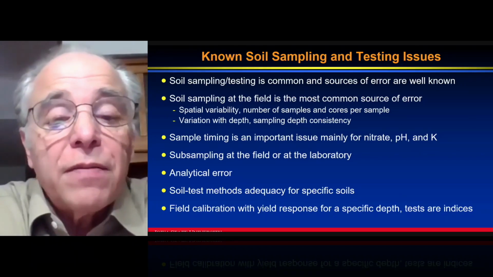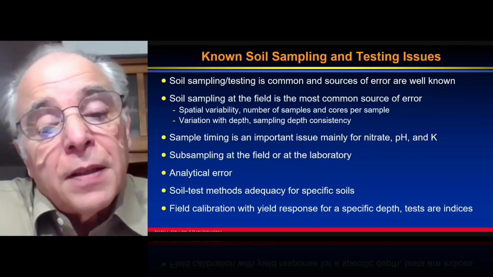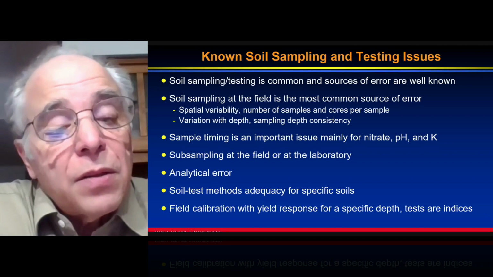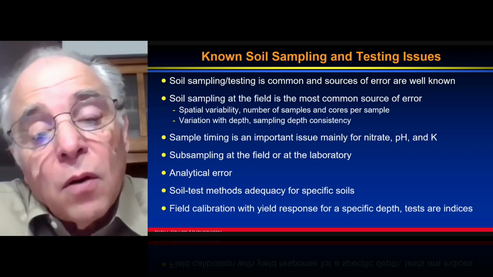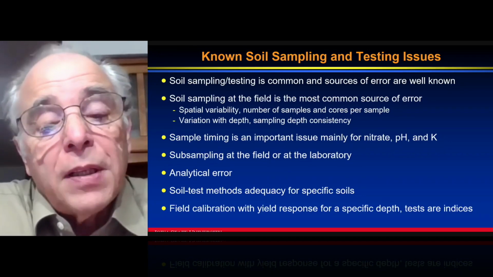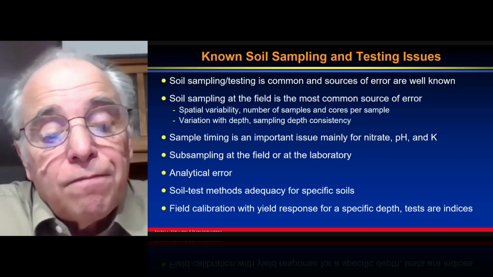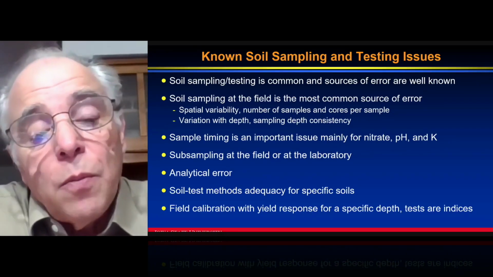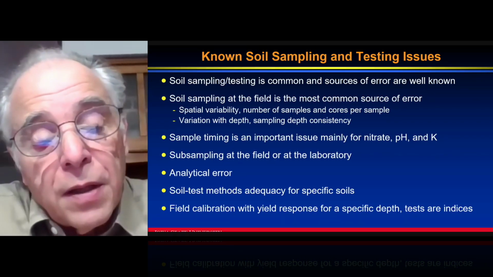Then we have the variation with depth. We need to have sampling depth consistency. The sampling timing is very important for nitrate, of course, and sometimes also for pH and potassium, not as much for some of the other nutrients. Then we have the subsampling at the field or at the laboratory, when you get soil to fill the bag and send it to the lab, and then the lab grinds the entire sample or not, and so forth. Then we have the analytical error. And then, of course, there are a trillion soil test methods out there, but there are a few that work well in our soils, some in some soils, some in others.